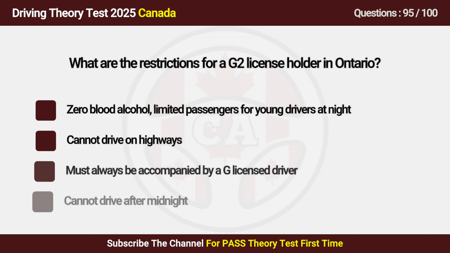Question 95. What are the restrictions for a license holder in Ontario? A. Zero blood alcohol, limited passengers for young drivers at night. B. Cannot drive on highways. C. Must always be accompanied by a G licensed driver. D. Cannot drive after midnight.